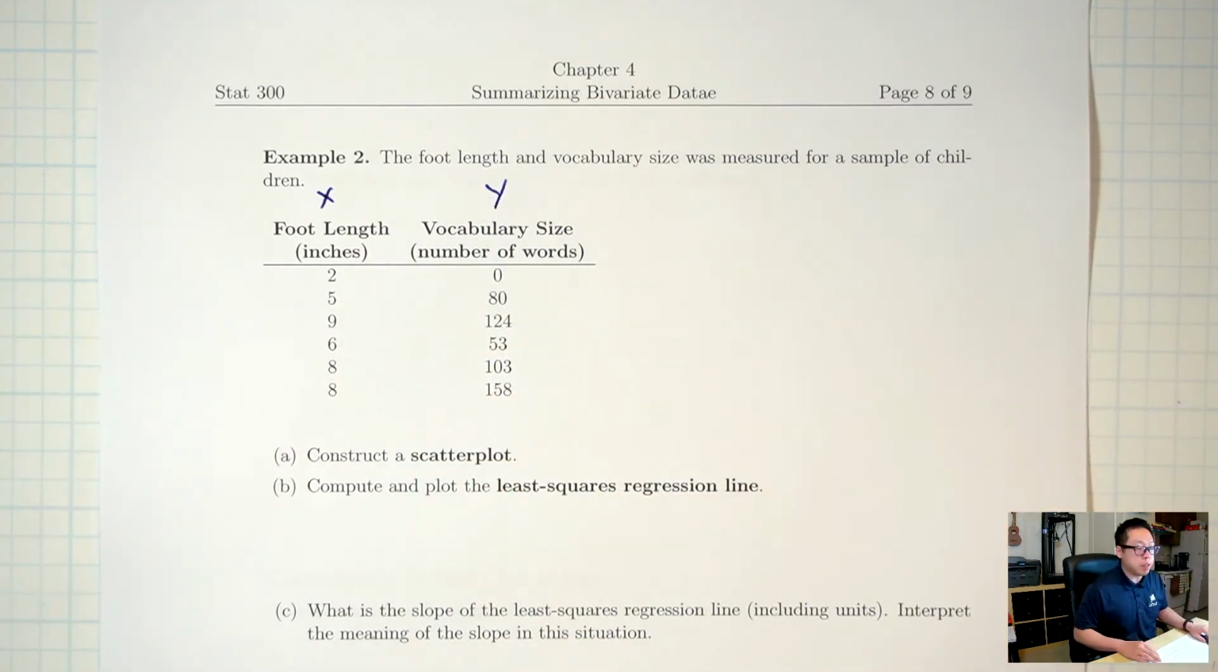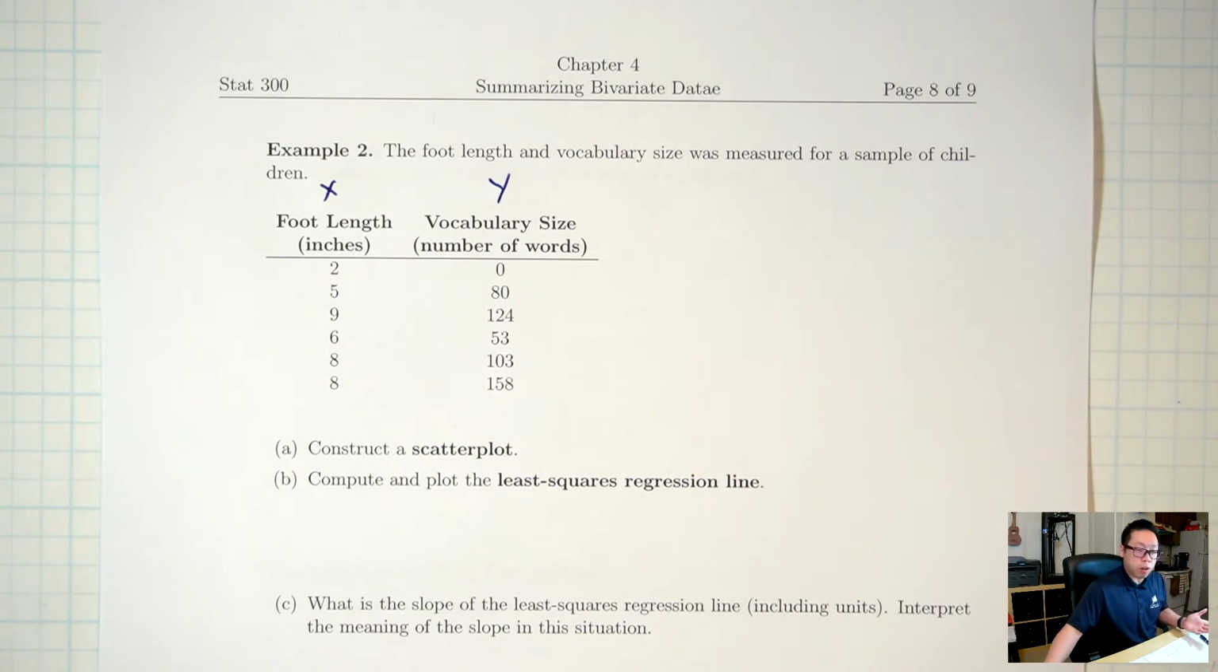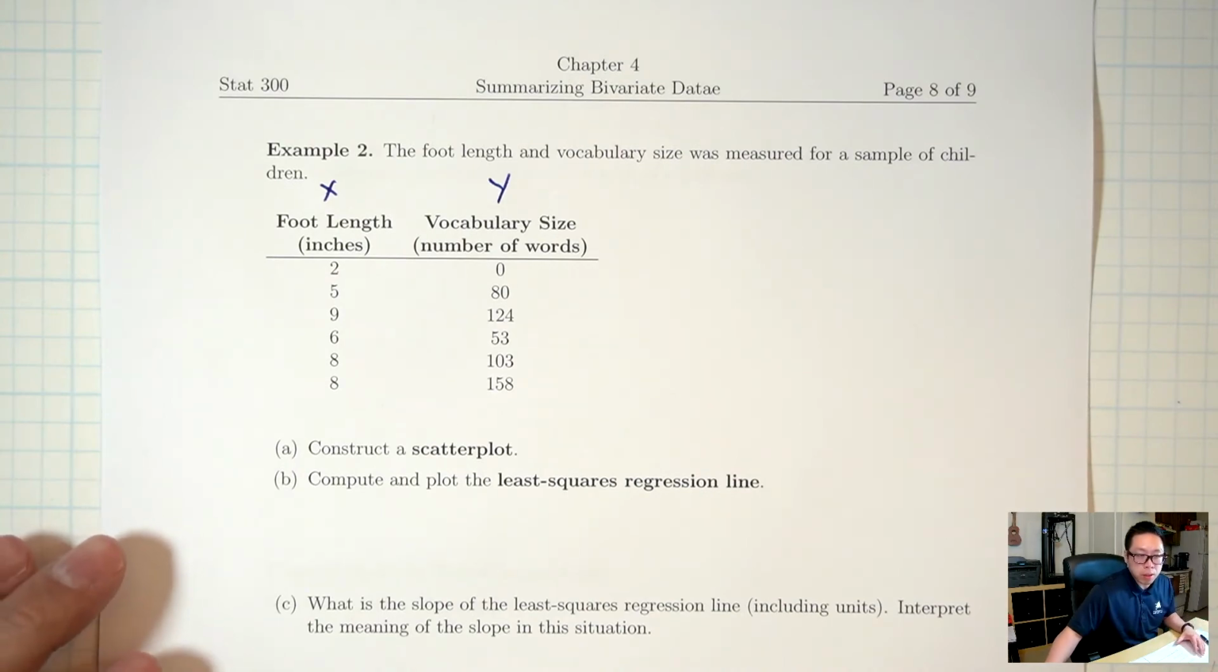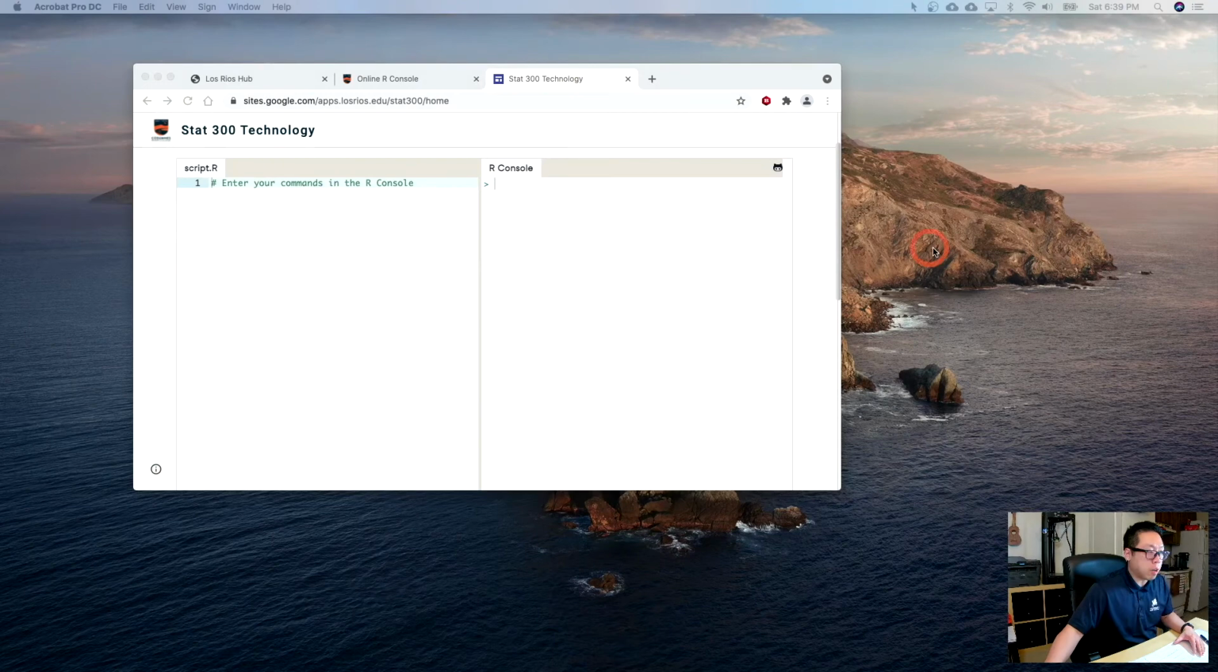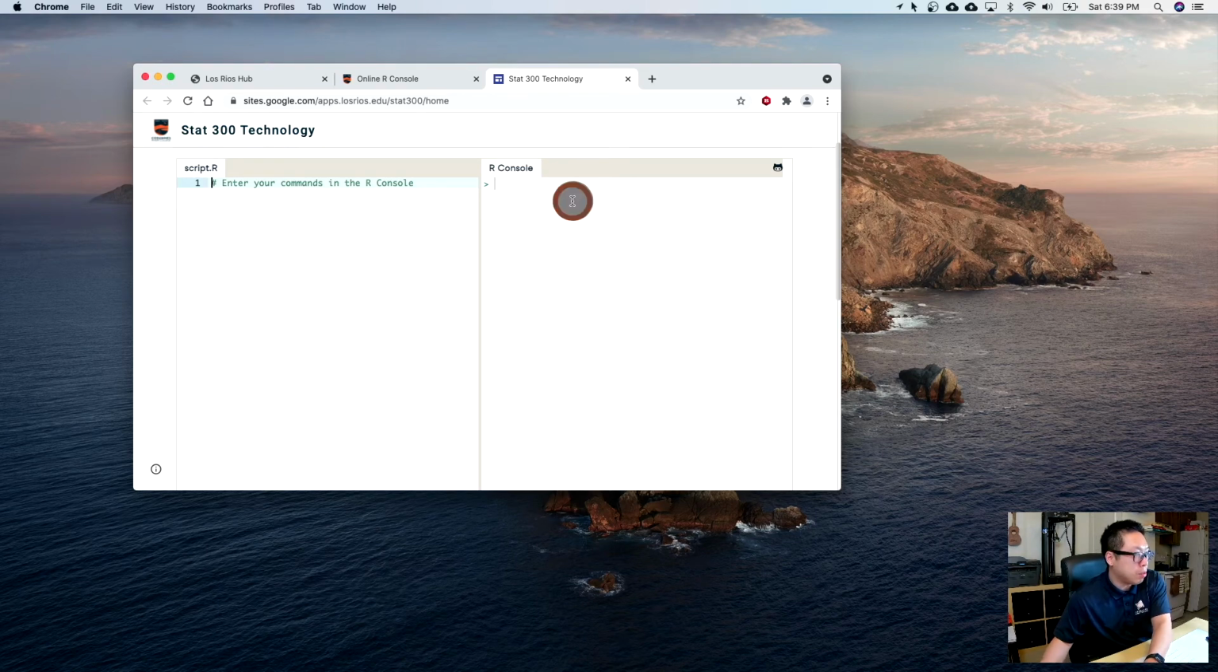So we have to enter this data into R. Let me use the online R console for this one, just to show you what it looks like. Here's the online R console. First thing we need to do is enter the data. Our first column is foot length, so you can name it, say, foot. Or if you want to be lazy, you can also just name it x. So let's be lazy on this one and call it just x. x equals c, parentheses, and then type out the data separated by commas. So our foot length for x was 2, 5, 9, 6, 8, 8.